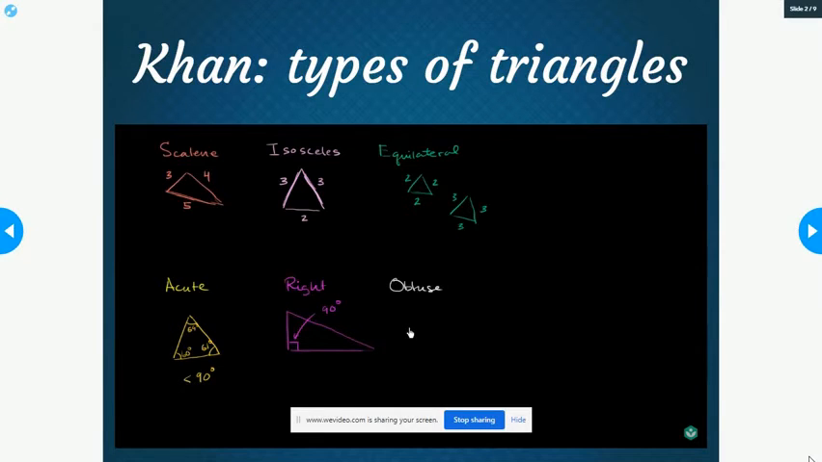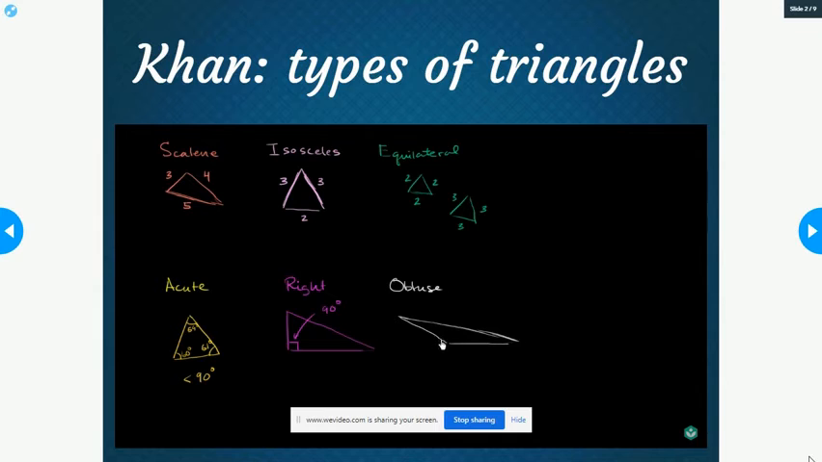Now you could imagine an obtuse triangle based on the idea that an obtuse angle is larger than 90 degrees. An obtuse triangle is a triangle that has one angle that is larger than 90 degrees. So let's say that you have a triangle that looks something like this.